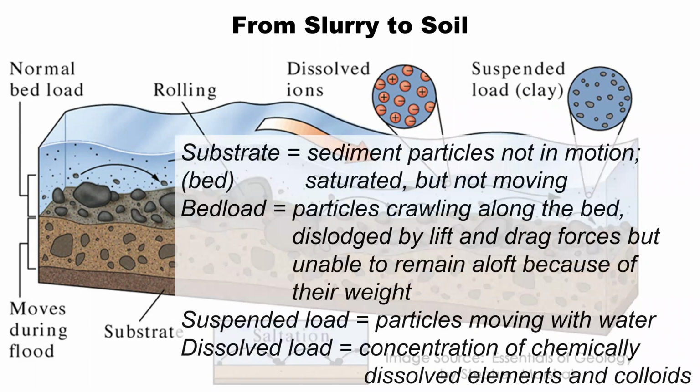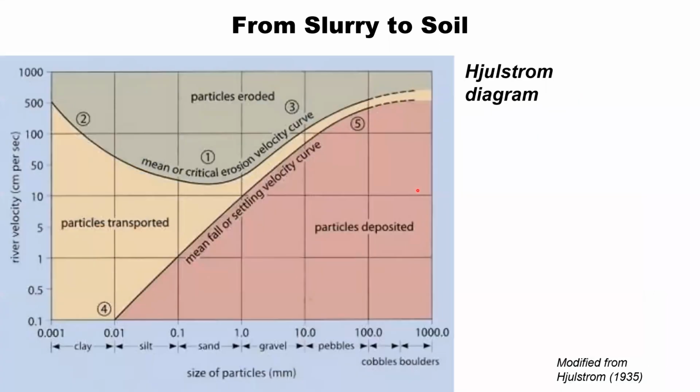In terms of our definitions here, I mentioned substrate, bed load, suspended load, and dissolved load. All of these are characteristics of traditional hydro flows and also characteristic of flow into a tailings impoundment from slurry deposition.